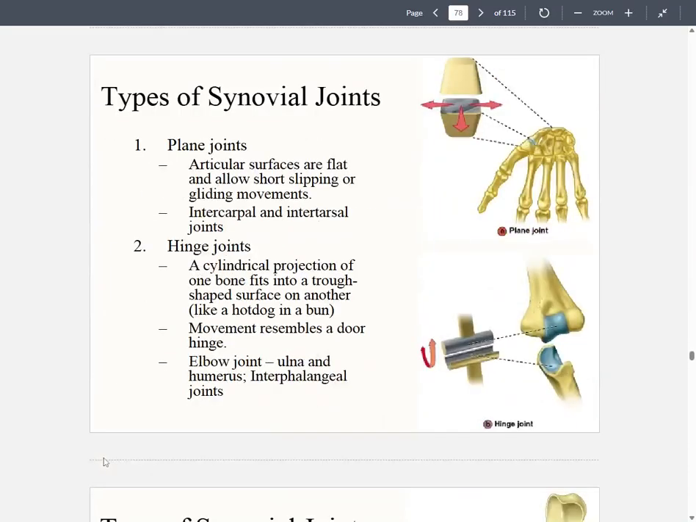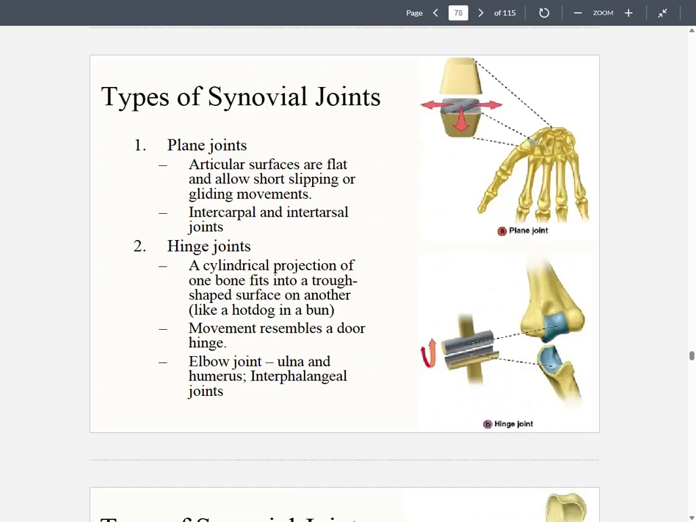So, plane joints, what are they? They are flat articular surfaces that allow for short slipping or gliding type motions. So if you just put the tips of your fingers over each other and just do short little gliding movements over them, that's a plane joint.